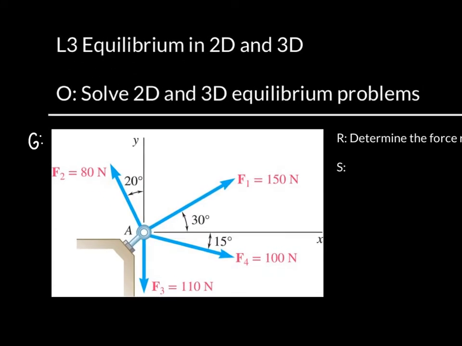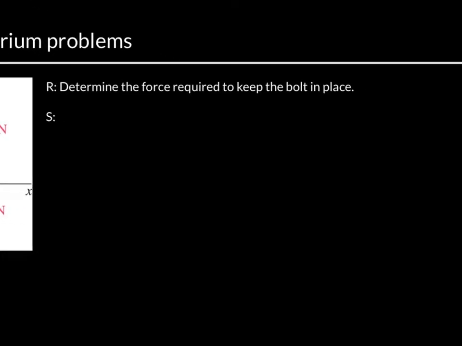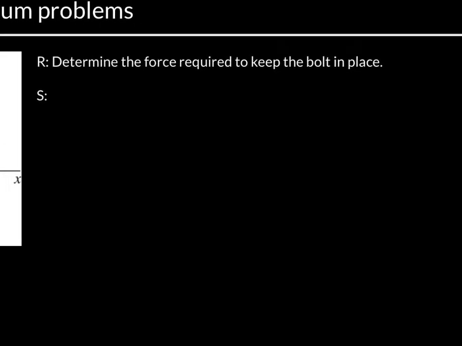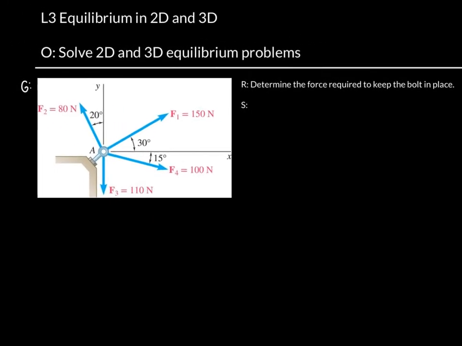We've got some kind of bolt, and it's got 4 forces applied to it: F1, F2, F3, F4. What's required, I changed the required a little bit, is to determine the force required to keep the bolt in place. The actual question was determine the resultant of these 4 forces. However, I changed it because that just makes me happier.